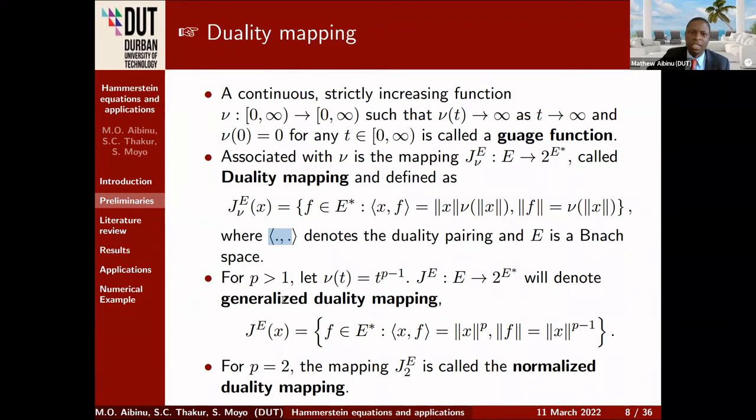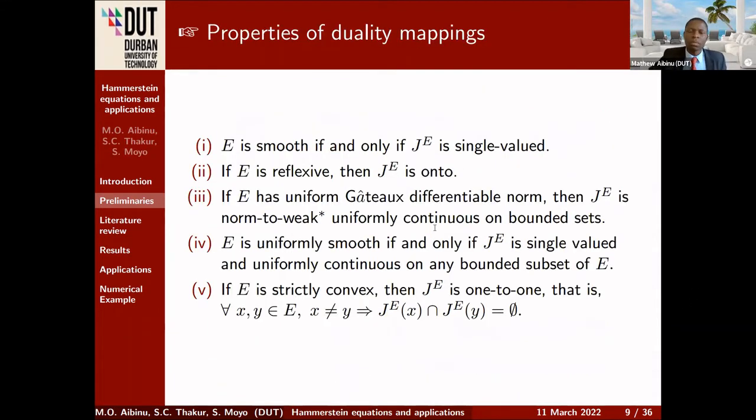J_E^p in this presentation shall denote the generalized duality mapping, and it is defined as this. For p equal to 2, J_E^2 shall be called the normalized duality mapping. Duality mapping has some essential properties, which it is important for us to quickly run through.